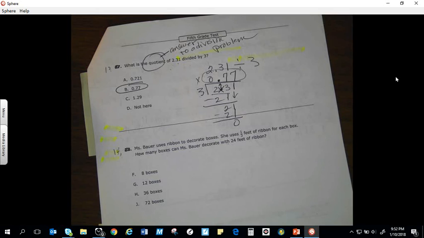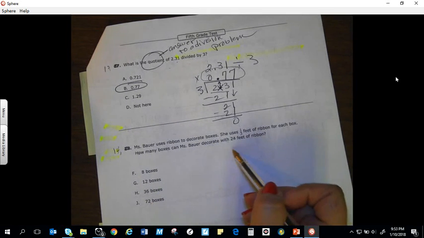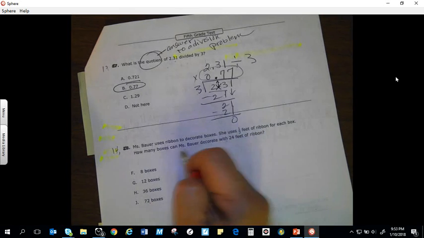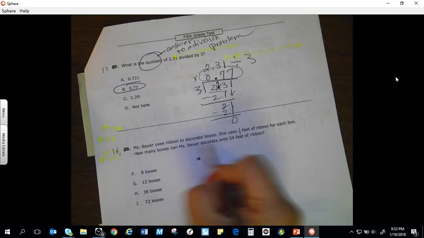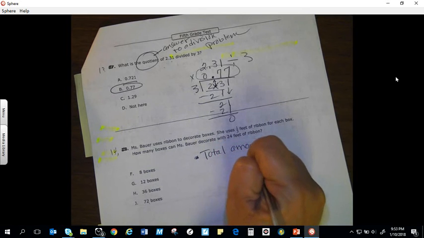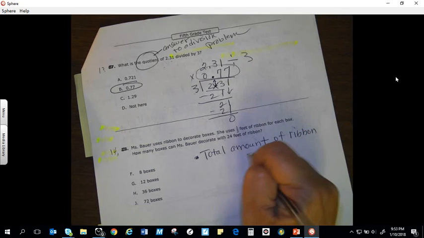Okay, Mrs. Bauer uses ribbon to decorate boxes. She uses 1/3 feet of ribbon for each box. How many boxes can Mrs. Bauer decorate with 24 feet of ribbon? Okay, so now you take a look, you got whole numbers here. So if she has 24 feet of ribbon, that's how much she has in total. So the total amount of ribbon that she's using is 24 feet.